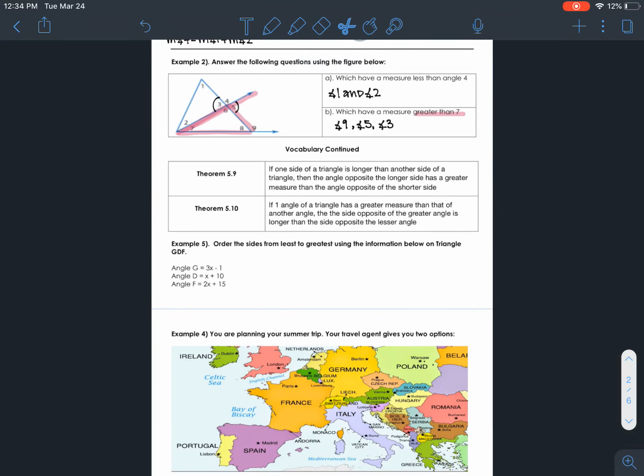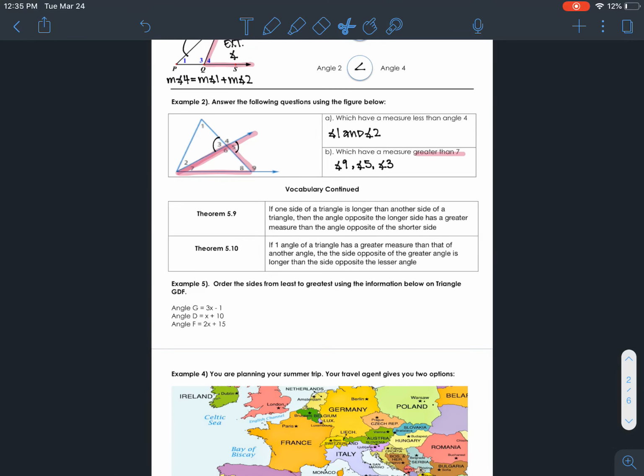Okay, guys, so we're back here for Theorem 5.9 and 5.10. And these are actually the theorems that you guys were investigating up in the discovery section, okay? So stick with me on this. I am going to go over the theorems, and I'm going to go up to do a couple questions, and then I'm going to come back down here, okay?